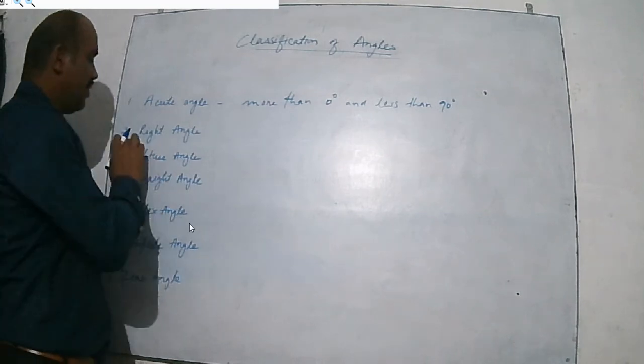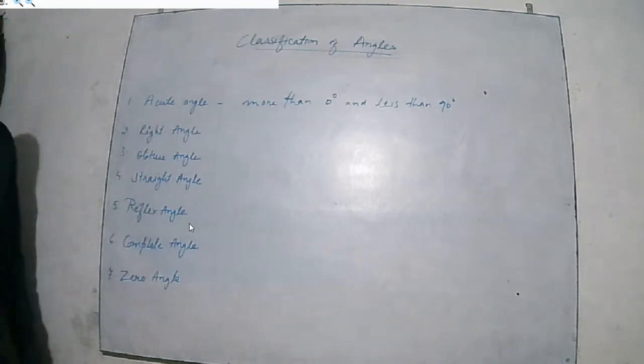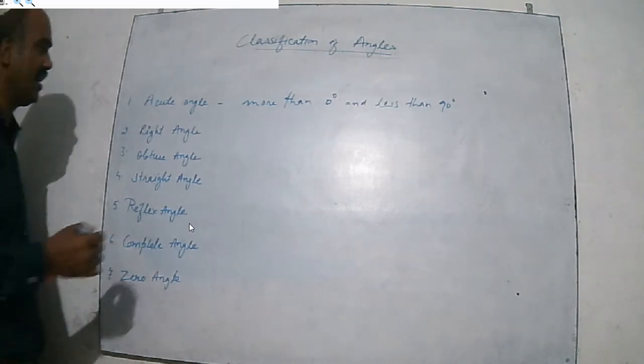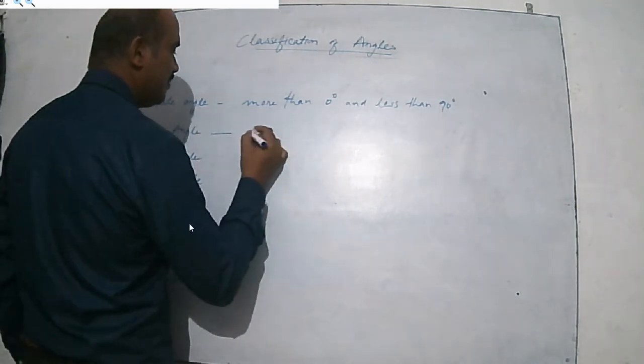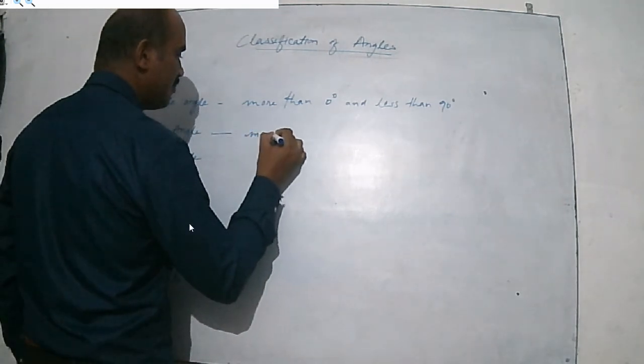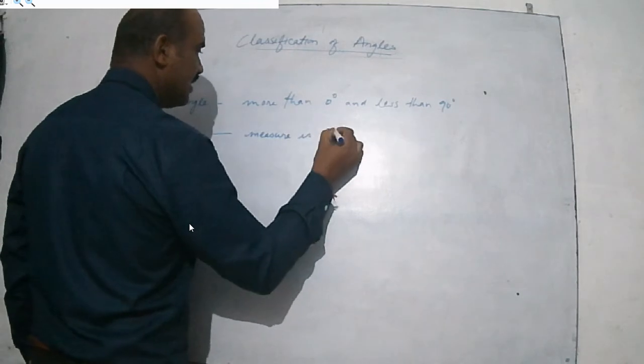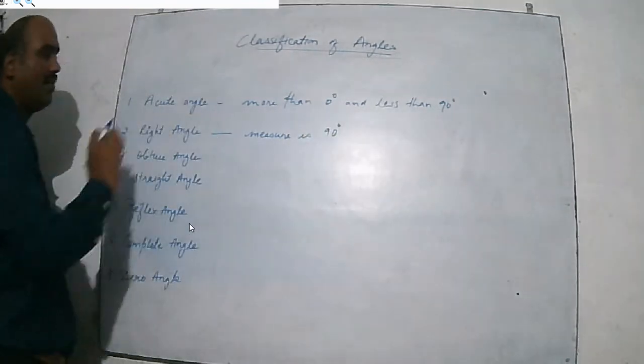Okay, now we come to the right angle. A right angle is an angle whose measure is 90 degree. An angle whose measure is 90 degree is called a right angle. So it is our right angle.